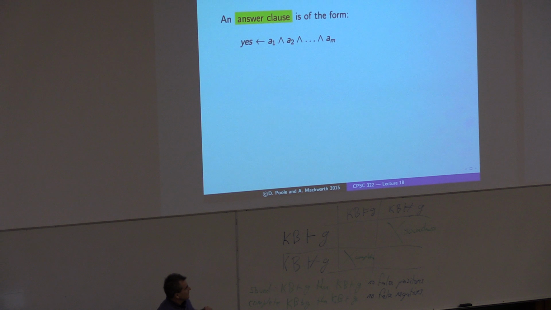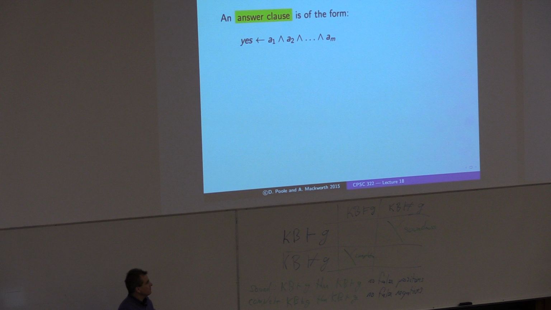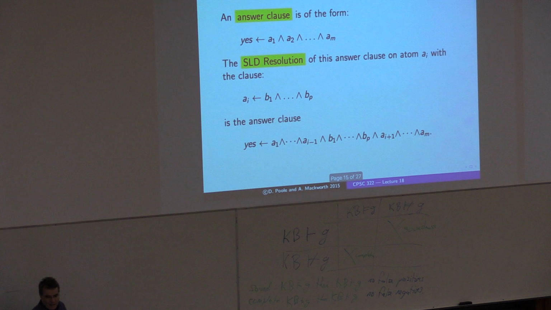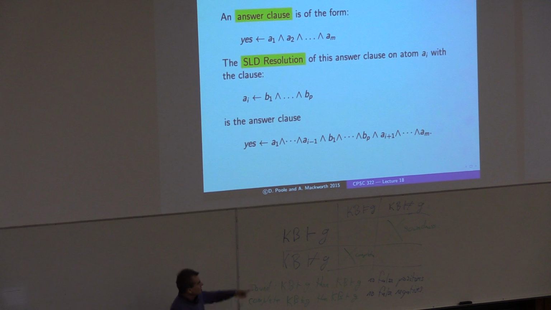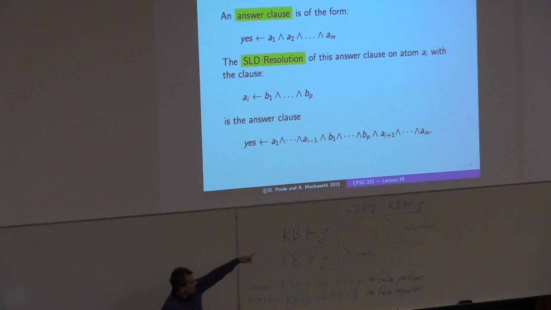So we're going to start off with this funny thing called an answer clause. An answer clause says yes, and yes intuitively means we've answered the question. If we can have yes, then we've answered the question. We have yes if we have this body. So it's just a clause that we've seen before, except it has this funny head called yes. And then we're going to be able to do what's called a resolution of this with some other clause. A is true if with some other element of the body, and we're just going to replace the element of the body. We're just going to replace Ai in the body with B1 to Bp.